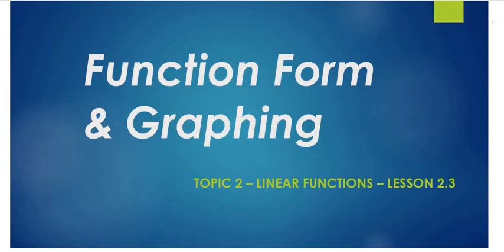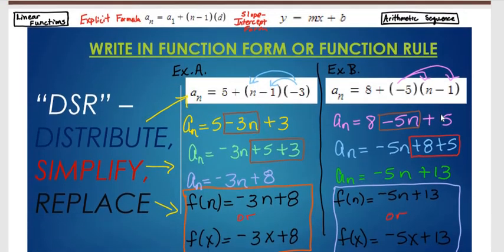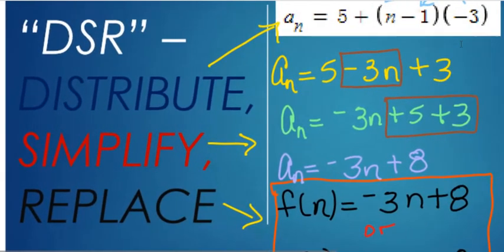Today we're going to be looking at function form and graphing, and this is part of topic 2, linear function. But first we're going to be looking at how to write in function form or function rule. Function form, function notation, function rule is all the same thing. We're going to be using an explicit formula, and we're going to change it into slope-intercept form. Now we're going to be looking at DSR, which means to distribute, simplify, and replace.